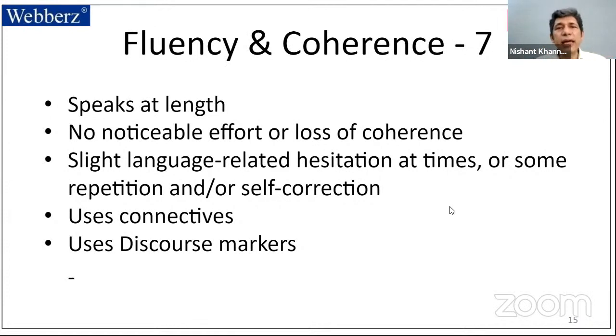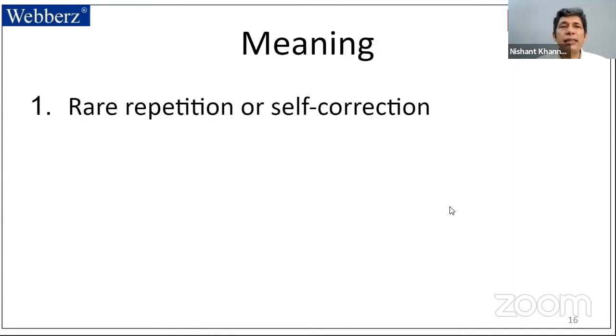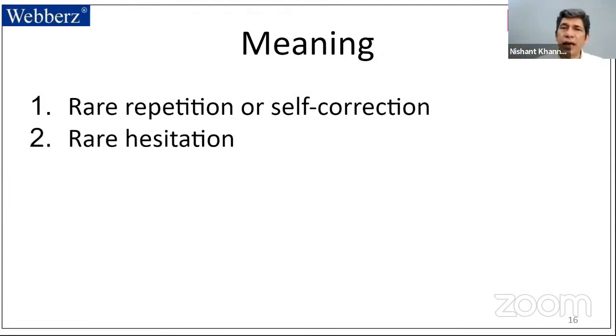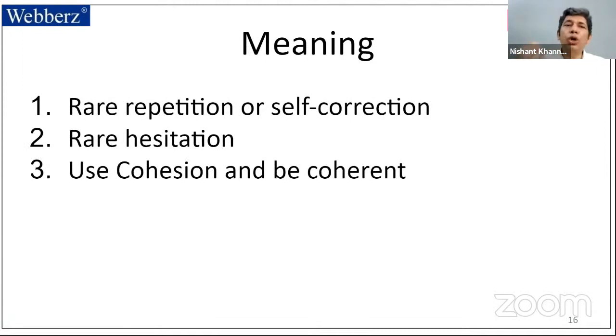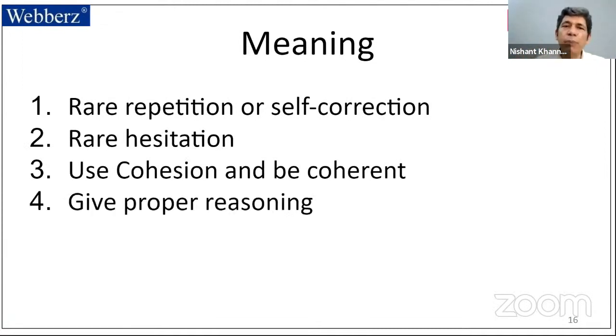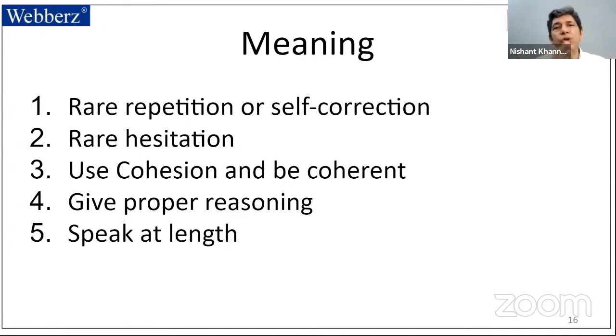The next thing is the overall crux of this: rare repetition or self-correction, rare hesitation, using cohesion and coherence, giving proper reasoning for everything, and you should be able to speak at length. That is the meaning of fluency and coherence.